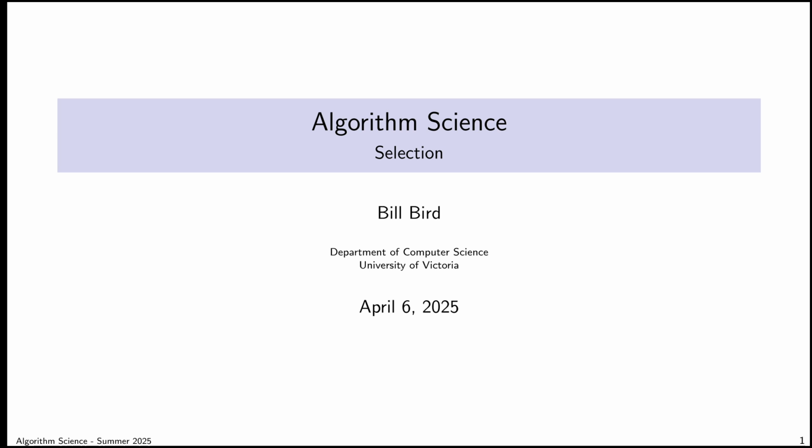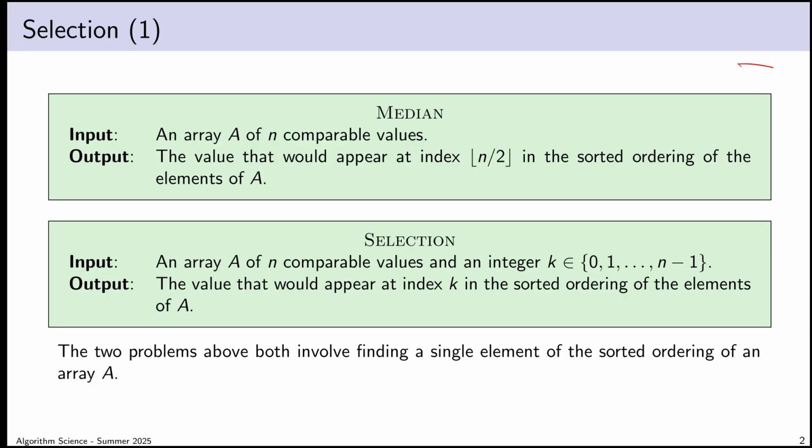We're almost ready to move on from sorting problems, but there's one more loose end that I want to tie up, and it's related to these two problems. So the first problem is called median. In the median problem, I give you an array A of, there's that word again, comparable values. And all I want from you is to tell me which element would show up in the middle of the sorted order.